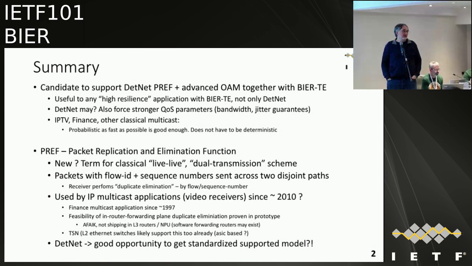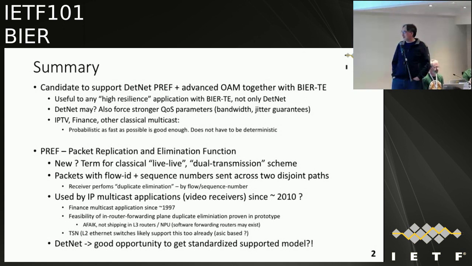So, for example, DetNet may or may not say you must have some certain forms of strong QoS, but we do know that in multicast, high resilience with any type of QoS has been classically deployed. So having with BEER now the opportunity to create a standards version of that, I think would be really highly beneficial. So the pref packet replication and elimination function, to me, it's just a new term for what we've called, in IP multicast, live, dual transmission. A lot of terms have been used around the industry.